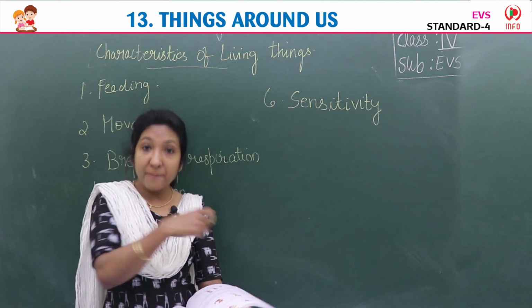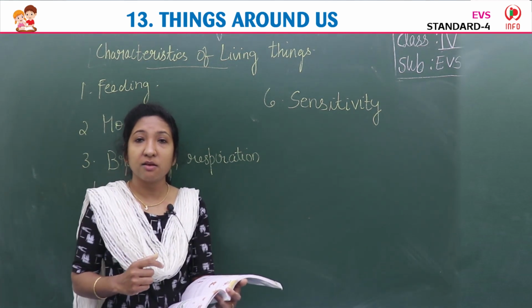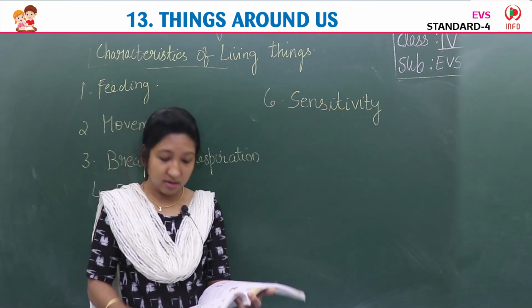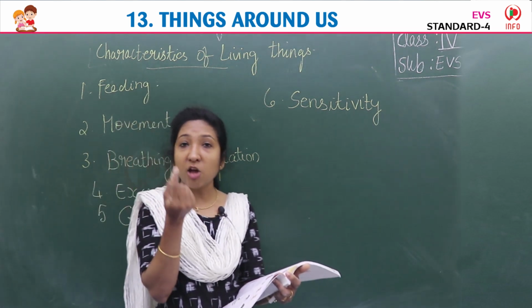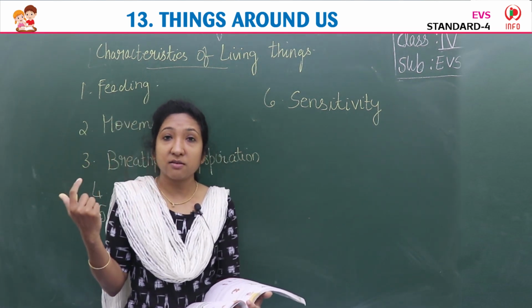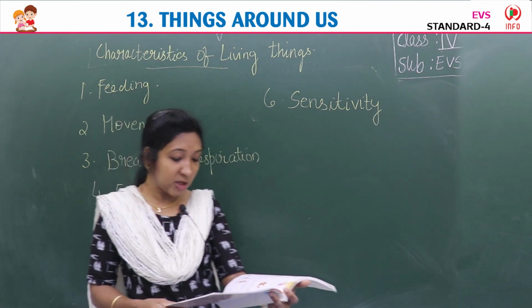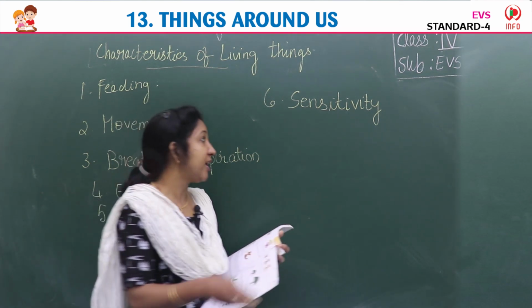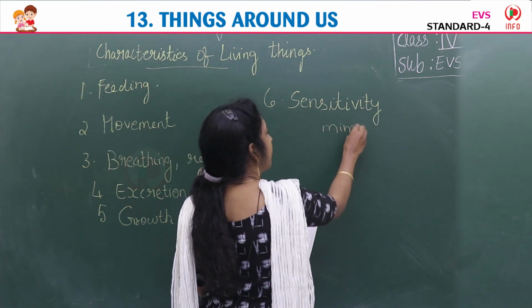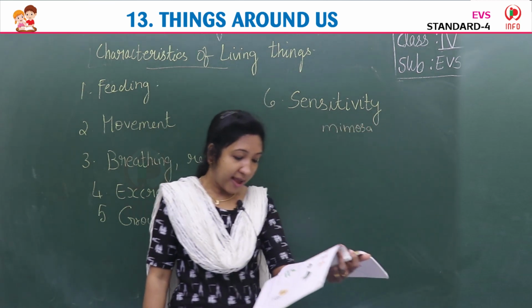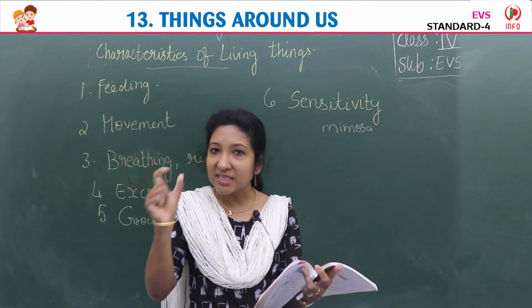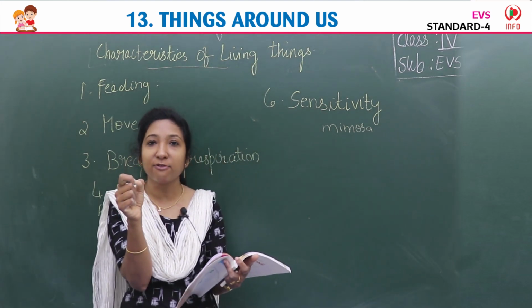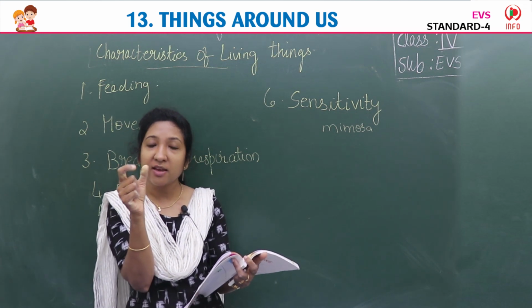If someone pinches, we feel pain, isn't it? Someone beats us, we feel pain, we react. Yes or no? Yes. So that is sensitivity. If any thorn pricks us, we react. Okay. See the picture of a plant, touch me not plant. Have you seen that plant? We can say mimosa also. Touch me not plant is also known as mimosa. Actually, this plant shows some movement when touched. What happens, you know, if we go and touch this plant, it will close by itself. It shrinks, we say. It closes.